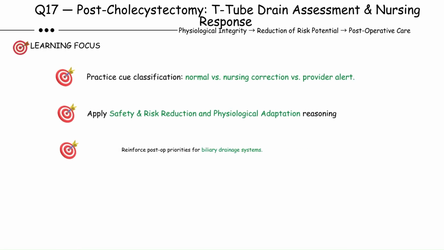Here's the key takeaway. Post-op biliary drainage questions on the NCLEX are really testing whether you can sort findings into normal, just document, fixable by the nurse, and danger, call the provider. If the finding suggests bleeding, significant fluid loss, or backflow into the biliary tree, it deserves immediate attention. Being able to quickly classify these cues in your mind protects your client and earns you points on the exam. Let's move on to the next question and keep sharpening your postoperative safety judgment.